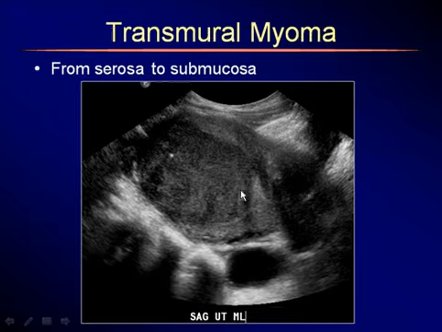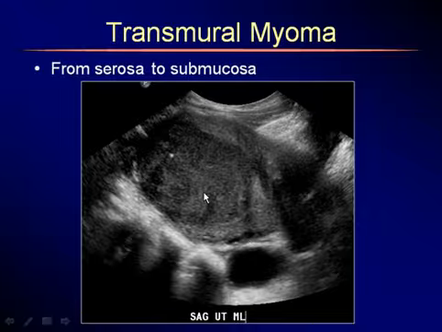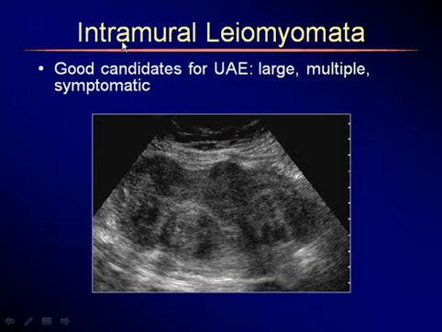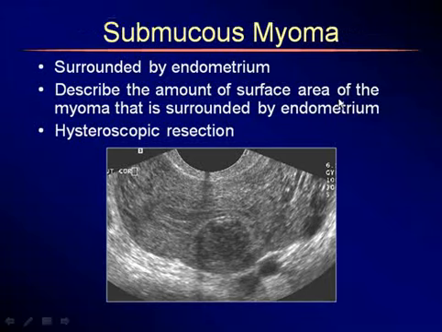Here is a transmural fibroid. This is a transabdominal scan showing this uterus with this large fibroid that extends from serosa with a small submucosal component. So this is a transmural. Such a fibroid will not be removed laparoscopically nor hysteroscopically. When there are multiple myomas and the uterus is enlarged, this may be a candidate for uterine artery embolization, or if the woman is trying to preserve her fertility, this may not be an operative approach at all.